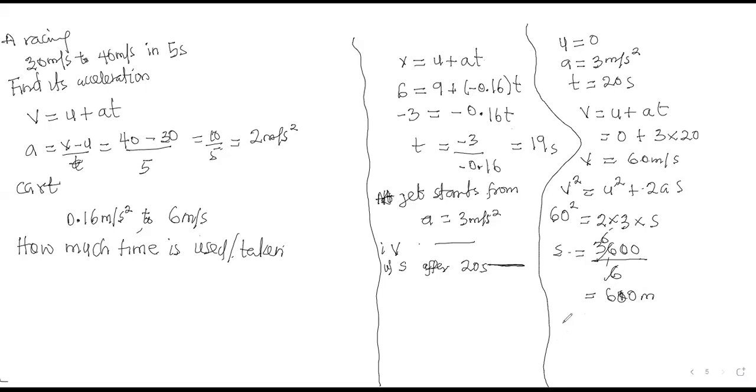If we use equation 2, s = ut + half at squared, the value must be the same. u is 0, so this part goes to 0. Half times the acceleration, 3, times the time 20 squared. 20 squared is 400, so half of 400 is 200. 3 times 200 is still 600 meters.